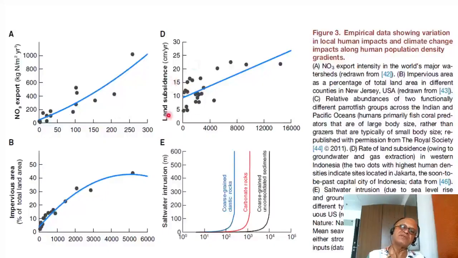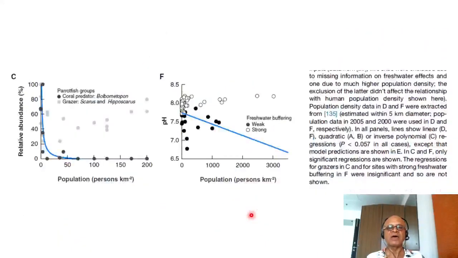and land subsidence increasing as well in centimeters per year, giving you relative sea level rise, salt inundation of groundwaters, decimation of wetlands and mangrove decimation and so on. Impervious area, percentage of total land area, increases with population, but that tends to saturate. And you have saltwater intrusions into coarse-grained clastic rocks, carbonate rocks, and coarse-grained unconsolidated sediment. So those are different types of impacts based on what is the background material.